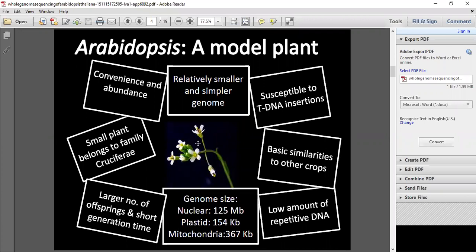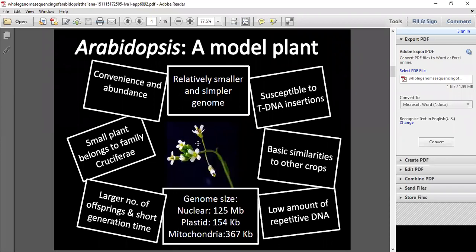Next, it has a basic similarity to other crops, as it is a model plant. It is not very similar, but it shows some basic similarity to the other plants. It shows similarity to angiosperms, gymnosperms, all the plants.